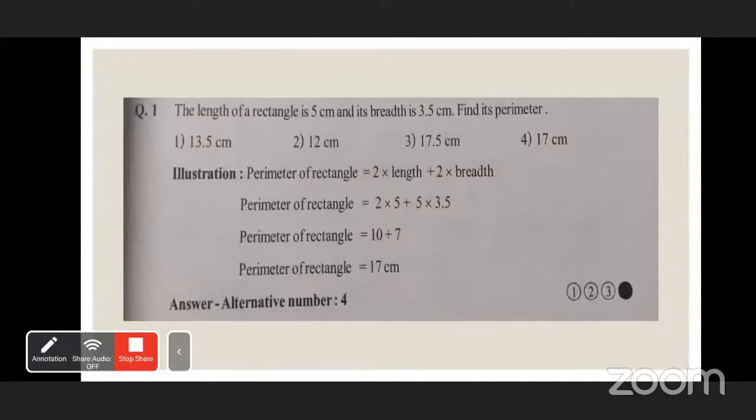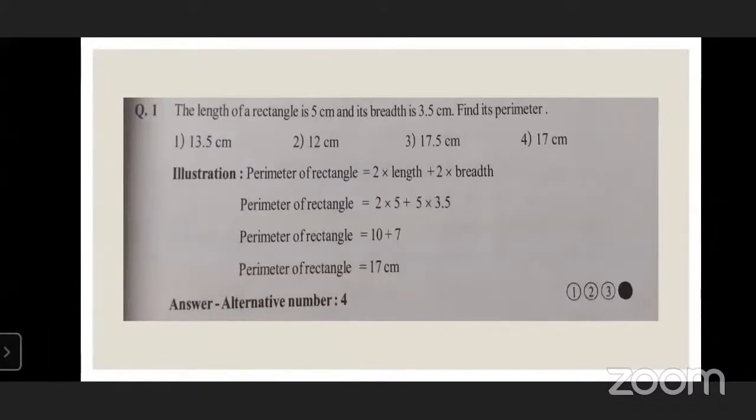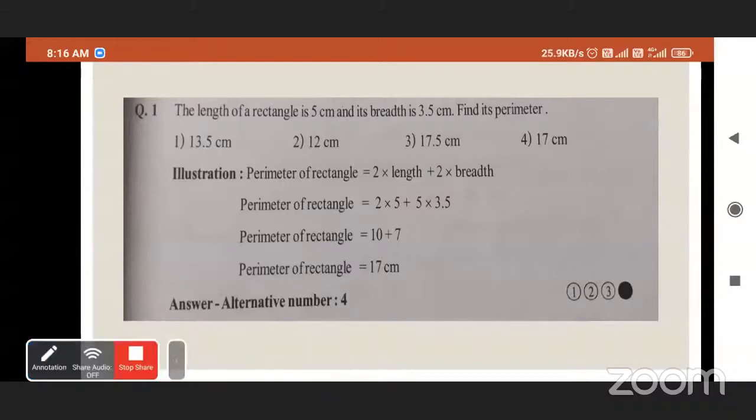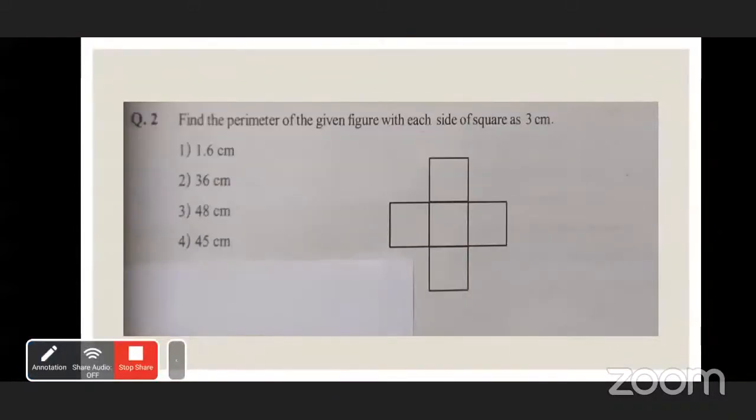See here, illustration is given. Perimeter of rectangle is 2 into length plus 2 into breadth. So the perimeter of rectangle is 2 into 5 plus 2 into 3.5, which is 10 plus 7, that is 17 centimeter. You must learn by heart the formula that perimeter of rectangle is 2 into length plus 2 into breadth. Tell me the formula for perimeter of square. Perimeter is equal to 4 into given side.